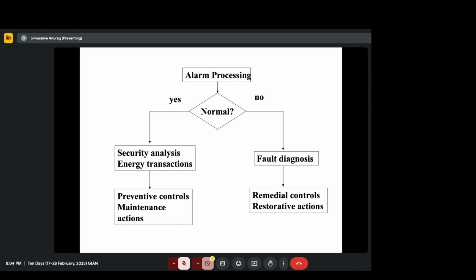Before something wrong happens. If the alarm is saying it's not normal, which means the outage already happened, something is out, then we need to find out why the outage happened, right? And then look at the fault that caused that outage, and then take the remedial action now. So we cannot take the preventive, but we have to take the remedial and fix and bring that power back to that region.